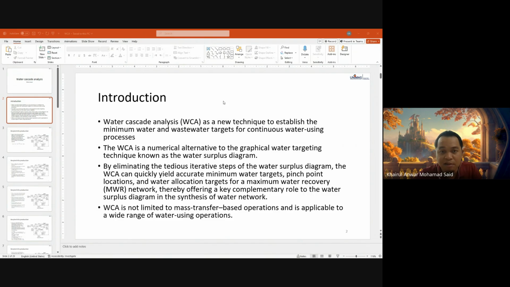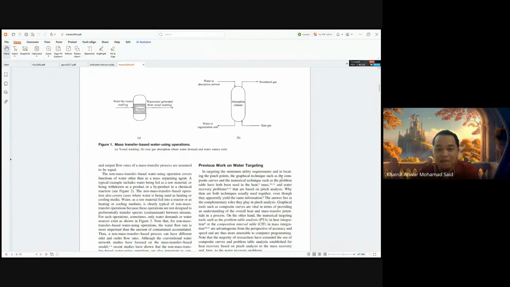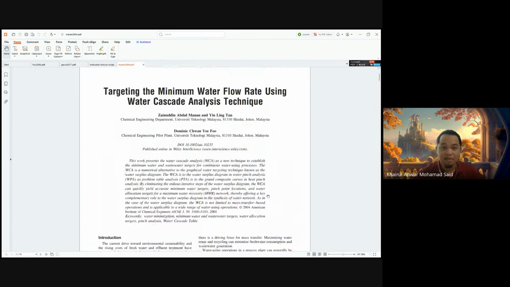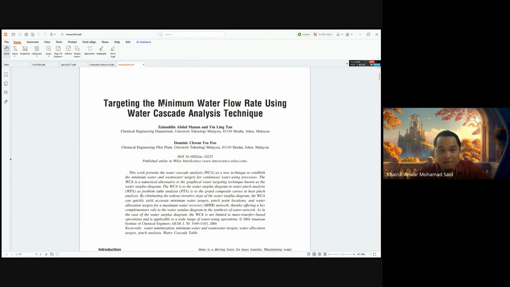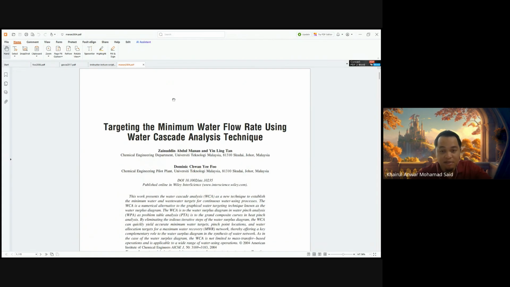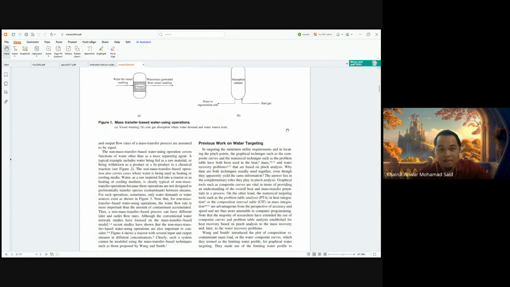I'm looking at the paper by Manan to explain to you about the mass transfer and non-mass transfer equations. This is available online as well. So slide two is based on this paper. I believe this is the best explanation for MTB and NMTB.